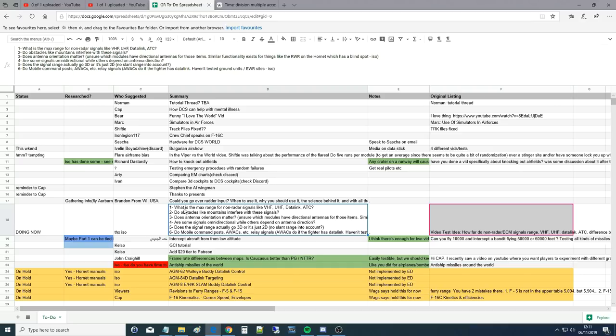So question one, what is the max range for non-radar signals like VHF, UHF, Datalink, and ATC? So let's sew that up first of all. VHF is just radio, analog radio communications. VHF means very high frequency, so we're just talking about the frequency band here.